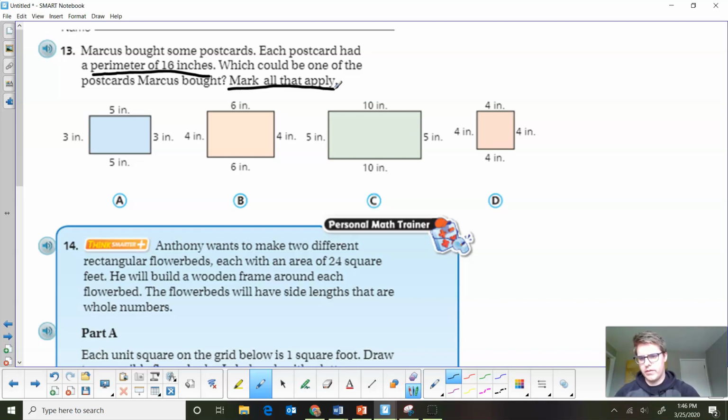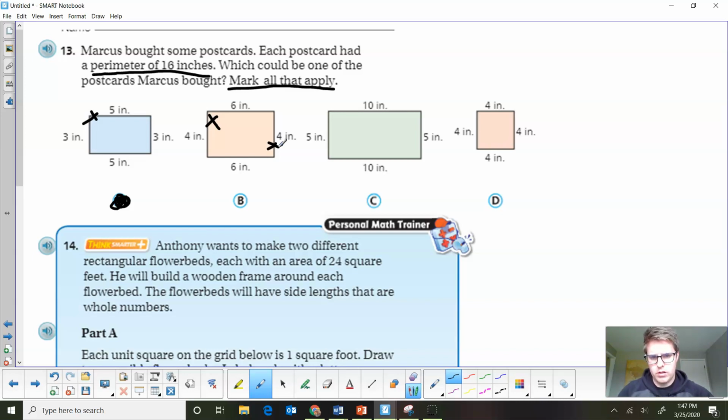So we got a 3 by 5. So 3 plus 5 is 8. Double 8, and you get 16. There we go. 1 for 1. All right. How about number 2? 6 plus 4. See, I'm adding the side lengths, and I get 10. So I could double that, or I could keep adding. It doesn't matter. Whichever way you like to do it. It's going to give you 10 plus 10, which is 20. So we know this one is not.